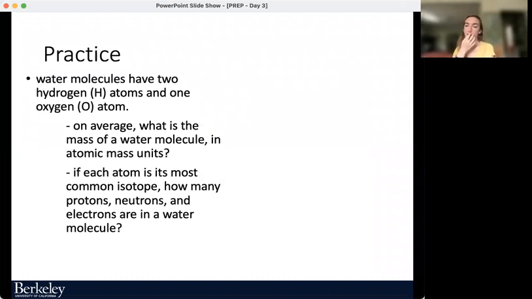So as practice, you might want to open that periodic table link. We're going to talk about bonding later, but for now, I'm going to tell you that water molecules have 2 hydrogen atoms and 1 oxygen atom. So what I want you to work on in your groups is using the periodic table. On average, what is the mass of a water molecule in atomic mass units? And just keep in mind that the mass on the periodic table is given in atomic mass units. And then if each atom is in its most common isotope, how many protons, neutrons, and electrons are in one water molecule?